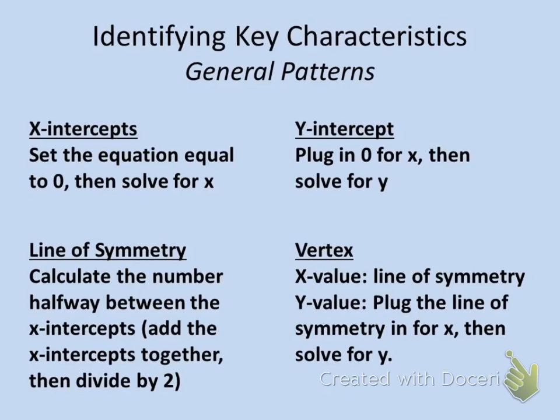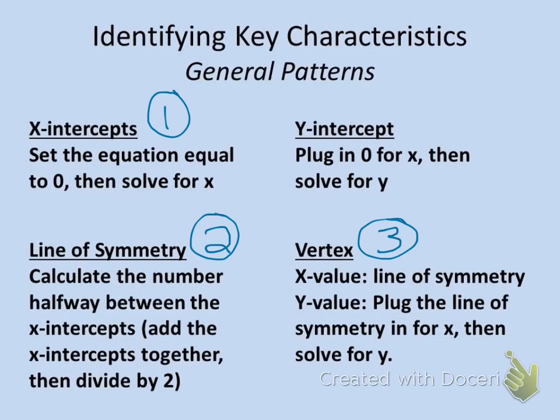And then finally the vertex. The x value of it is the line of symmetry, and the y value is found by plugging the line of symmetry in for x, then solving for y. So if you notice how all the information is connected together, finding the x-intercepts will help you find the line of symmetry, and then finding the line of symmetry will help you find the vertex. So quite often I will go in that order when I'm finding that information.